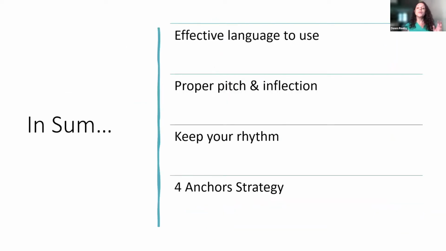All right. So this section, to wrap it up, we talked about some effective language to use, right? So not too many jokes, kind of limiting the likes, the ums. That takes practice. It really, really does. Proper pitch and inflection, really making sure that you don't ask questions in your sentences. Don't do that. And be able to articulate proper pitch and inflection. So when you're giving your CompStat presentation, burglaries are up, and here is why, right? Very confidently. Keep your rhythm, be able to bring yourself back to a rhythm. And then, of course, that 4 anchor strategy.